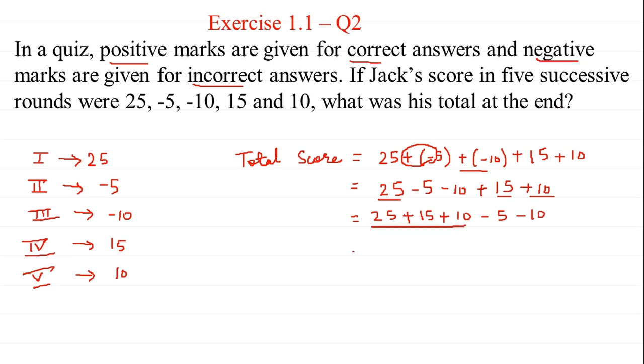So let's solve this one first. All the positive numbers are there. If all are positive numbers, we add them and put the positive sign. So 25 plus 15 plus 10 would be 50. And minus 5 minus 10, both are negative, so we add and put the minus sign. It would be minus 15. Now 50 minus 15, one is positive, one is negative, so we subtract. 50 minus 15 is 35, and the sign of the positive number, which is plus. So Jack's total score is 35.